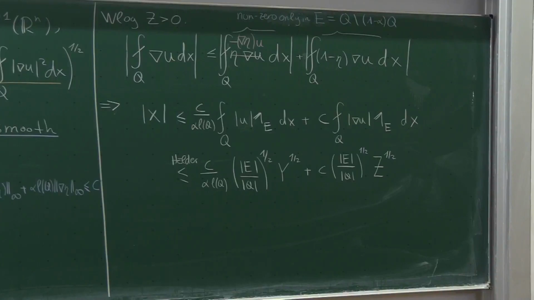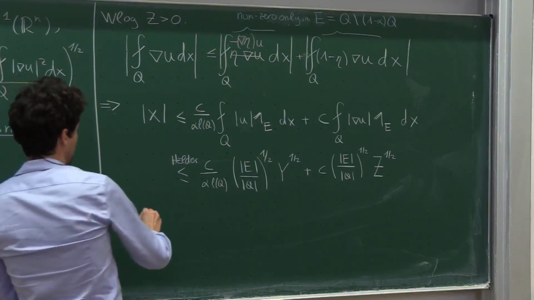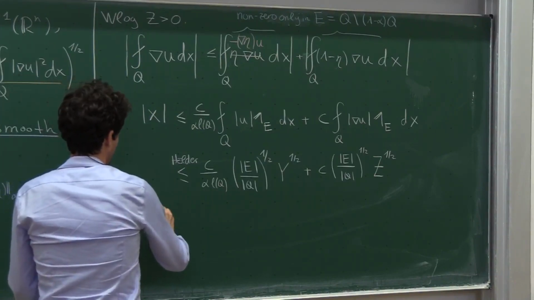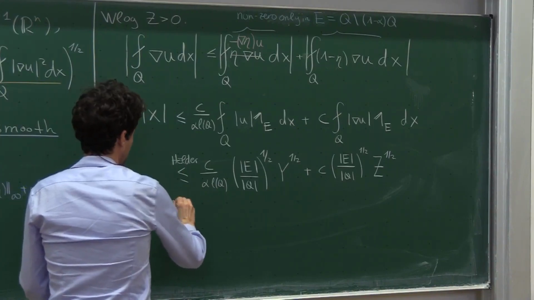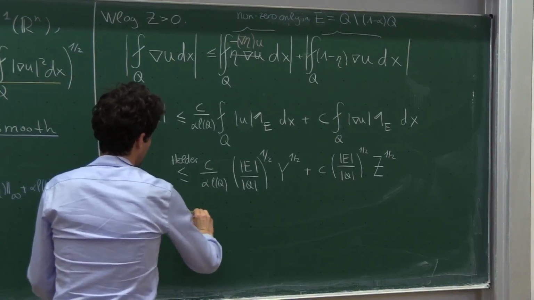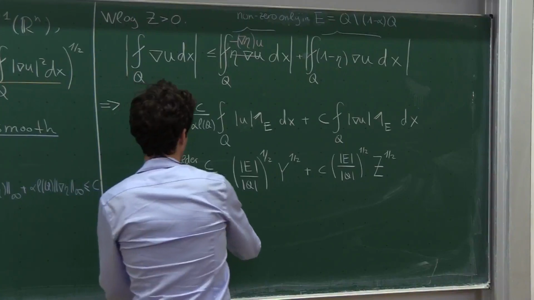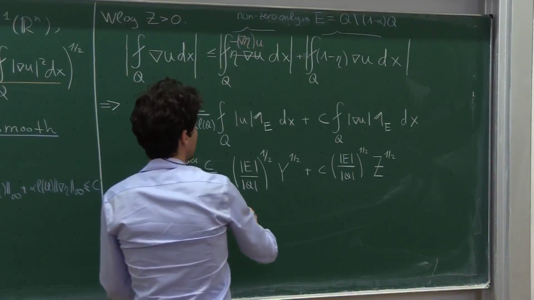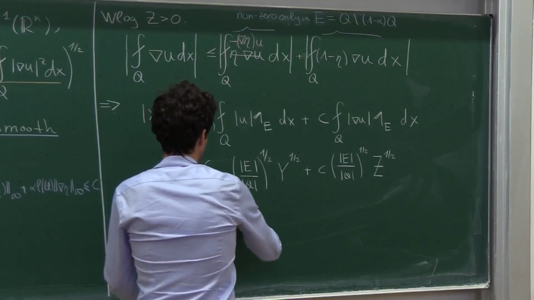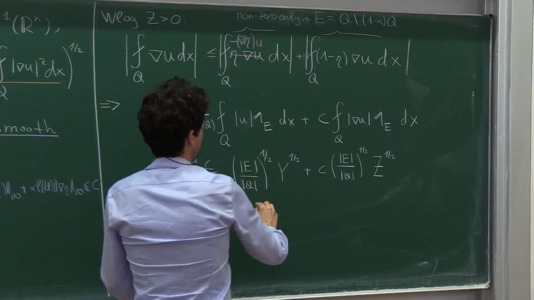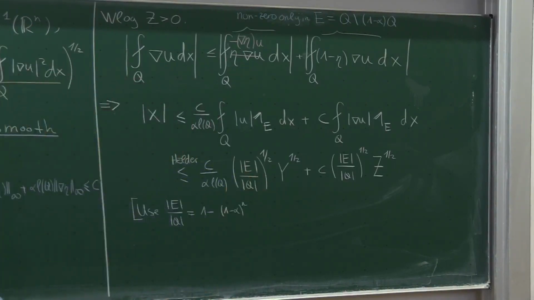Okay, so now you have to know how large these measures are. Right, so now I'm using parentheses, I use that the measure of E over the measure of Q, well, what is it? The measure of E is the measure of Q minus the measure of (1 minus alpha) Q. So this is going to be just 1 times (1 minus alpha) to the n. Okay, all the length of the cube to the n factors out.